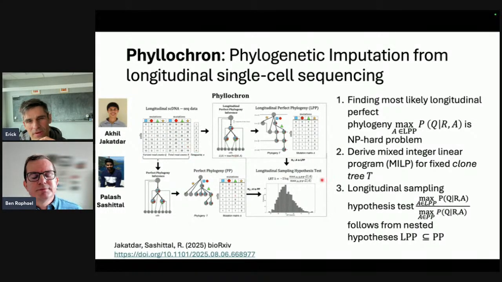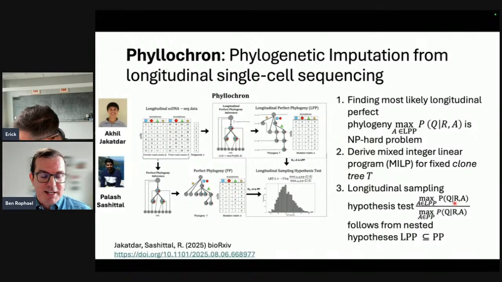And okay, we do this hypothesis test. I'm just trying to understand, what is this actually testing? Is there a longitudinal signal in the data? Yeah. You think of it as testing whether you can reject the longitudinal hypothesis. So longitudinal is the null hypothesis in this setting because of this nesting. Perfect phylogeny is the alternative. Longitudinal is a subset of that. So we're asking if you can reject the fact that the data was from this longitudinal process.